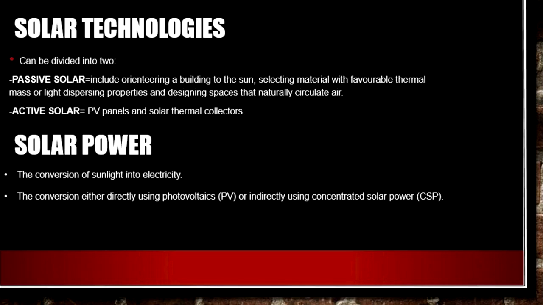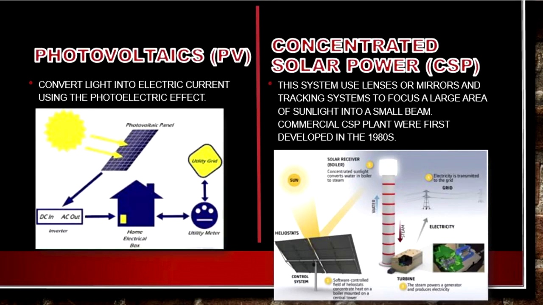Next is solar power, the conversion of sunlight into electricity, and this conversion is either directly using PV or indirectly using CSP, concentrated solar power. The difference between PV and CSP: PV converts light into electric current using the photoelectric effect, while CSP uses lenses or mirrors and tracking systems to focus a large area of sunlight into a small beam.